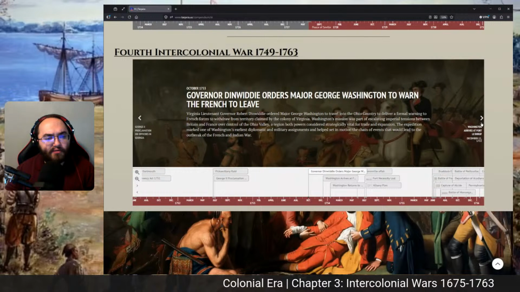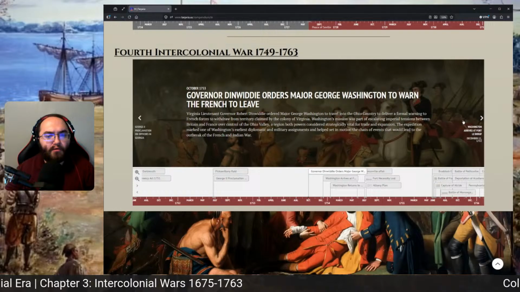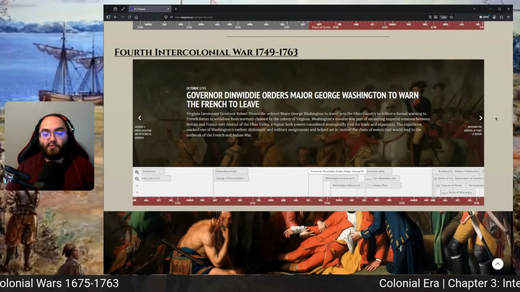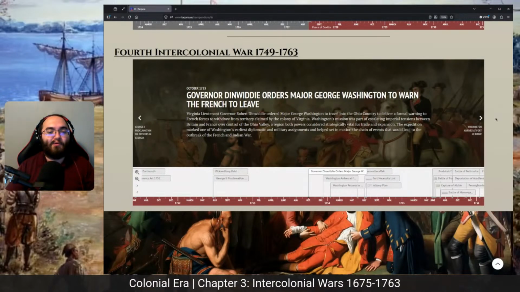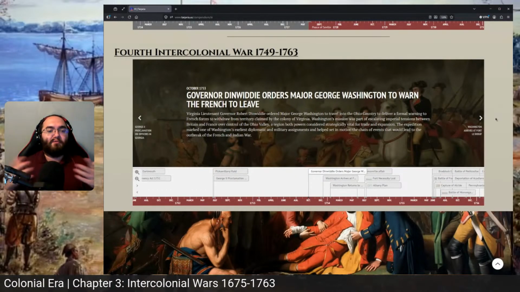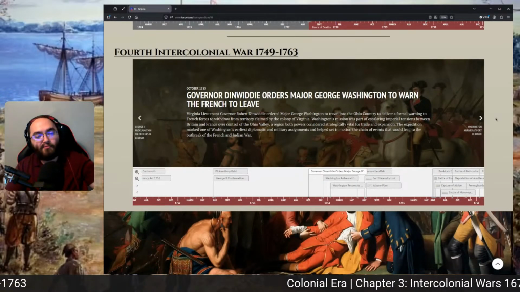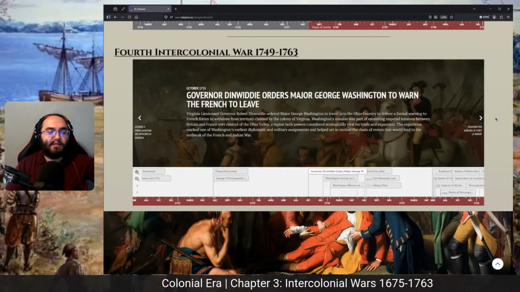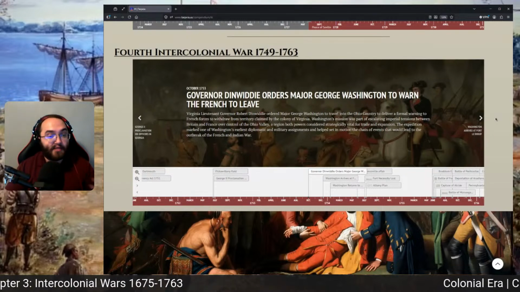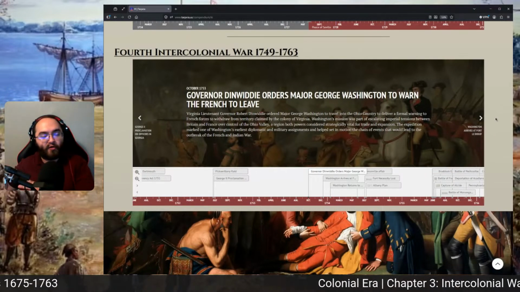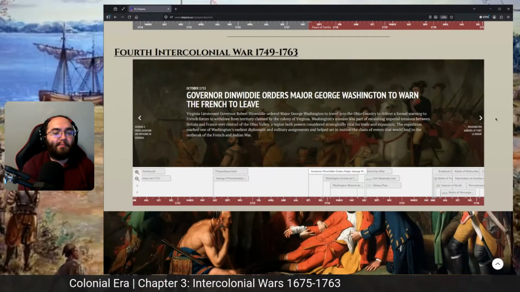So now we have Governor Dinwiddie ordering Major George Washington to warn the French to leave. And so there's a movie that's about to come out tomorrow called Young Washington, and it will depict this event: how Governor Dinwiddie ordered Major George Washington to go find the French on the frontier in the Ohio River Valley past the Appalachian Mountains in order to tell the French to leave. And so the British are very much planning to expand the colonies past the Appalachians.